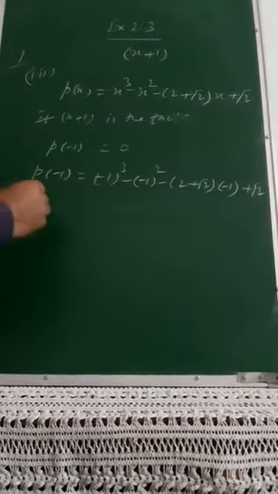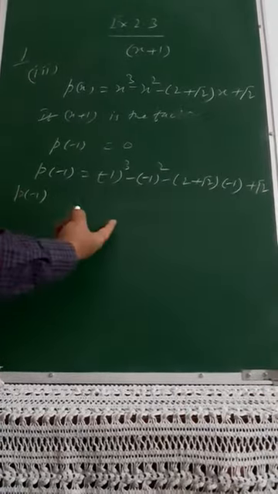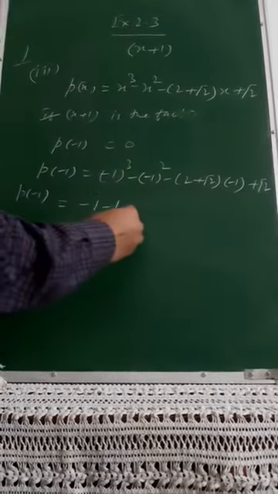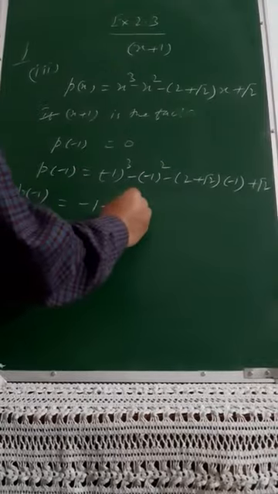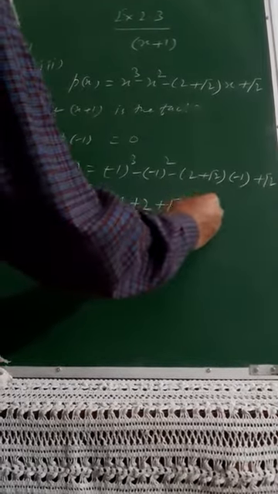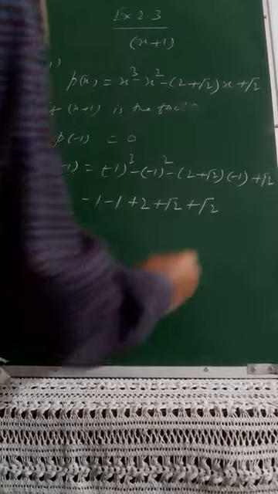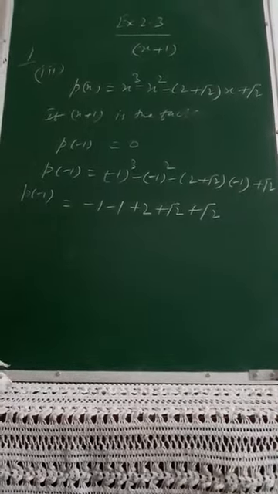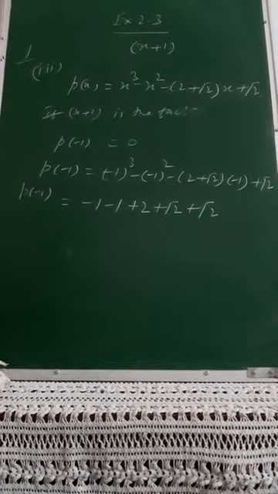Make it a rule there. So now if this calculation gives me p of minus 1 equal to 0, on that behalf I can say that x plus 1 is the factor of this. Let us see. Again this will be minus 1, minus into plus, plus into minus, minus 1, and then here it is minus 2 into minus 1 will be plus 2, minus under root 2 into minus, again plus under root 2, and here again it is plus under root 2. So please do it very carefully. If x plus 1 is the factor, p of minus 1 should be equal to 0.